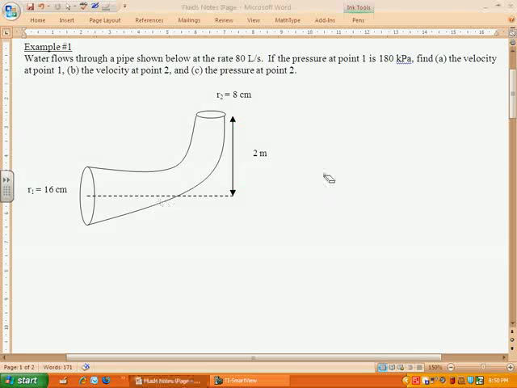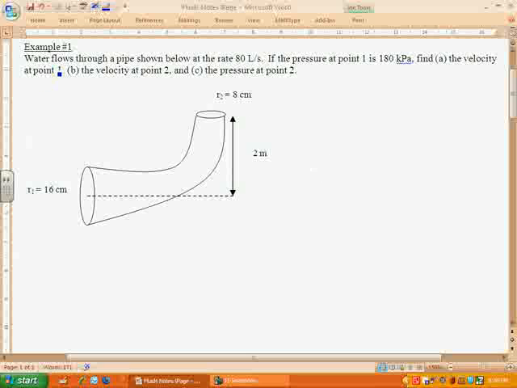Alright, what I'd like to do tonight is just talk through a couple of problems with you dealing with Bernoulli's equation, Bernoulli's principle. So what we're going to do is just go through 3 different examples. Hopefully we'll be able to fit them all into this 15-minute video, and we'll just look at a couple of different instances when we would use Bernoulli's.